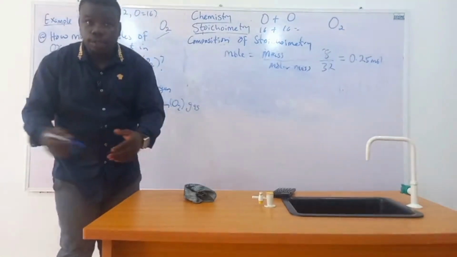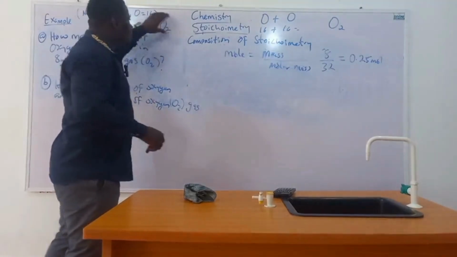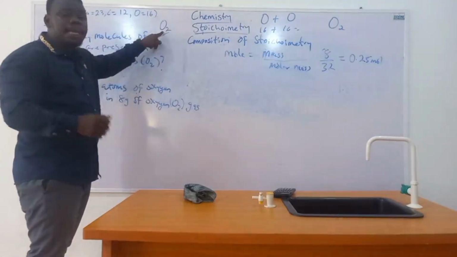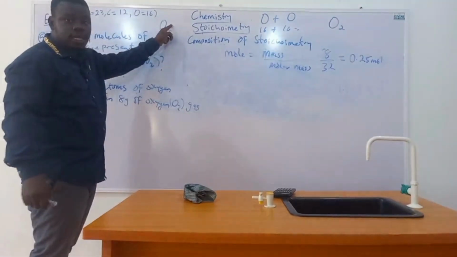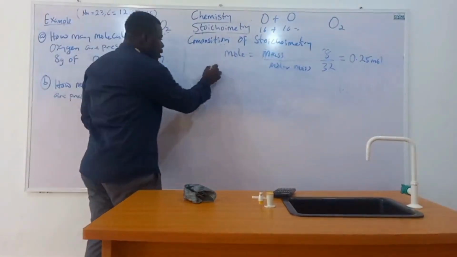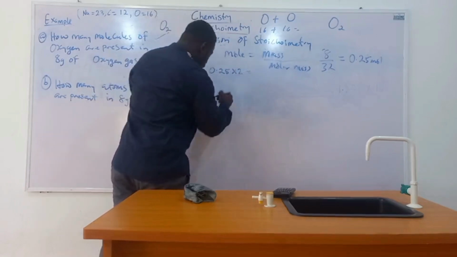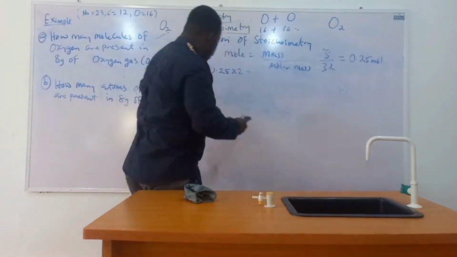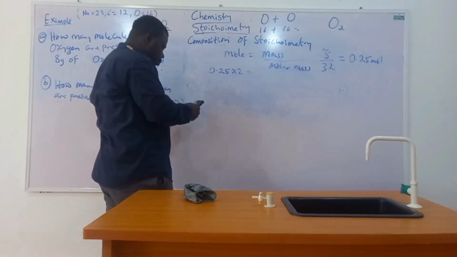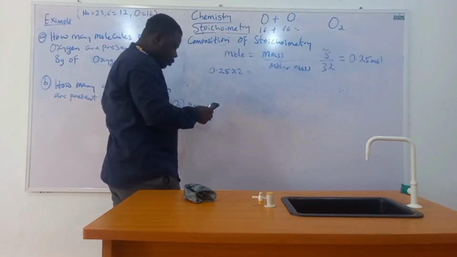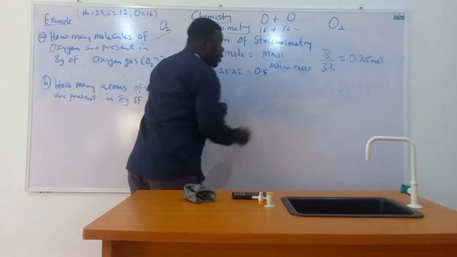Now, before we go ahead to calculate, this is oxygen gas. How many atoms are in oxygen gas? Of course, you can see the 2 clearly. So this will now be 0.25 times 2. What is this answer? I guess it's 0.5. So this is 0.5, right?